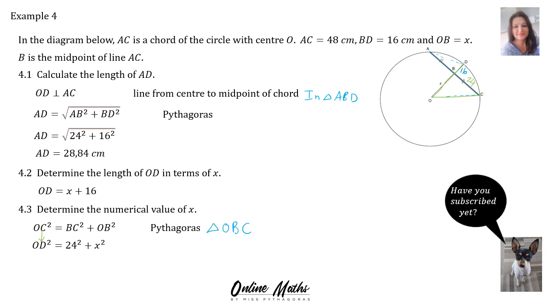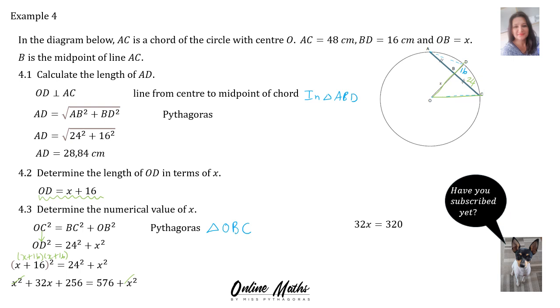Then in the next step, can you remember just here in 4.2 we said OD is X plus 16. So in the place of OD, I'm going to write X plus 16 squared is equal to 24 squared plus X squared. And then here on X plus 16, I'm going to turn that into two brackets and I'm going to multiply it out. And I get X squared plus 32X plus 256 equals 24 squared is 576 plus X squared. And then the X's will cancel out because there's a X squared on the left and the X squared on the right.